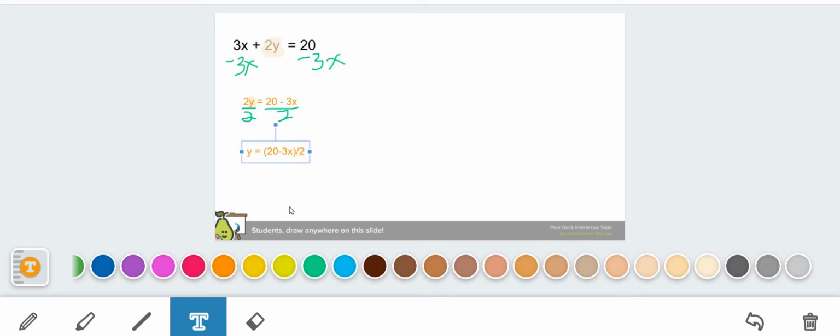Okay? Now, some students would use the distributive property, right? And do 20 divided by 2 is 10. And because we want this to be a fraction, because we usually graph what's next to the x, we write 3 over 2x, right? And again, just in case, you can use the commutative property and switch them, and you just write negative 3 over 2x plus 10.